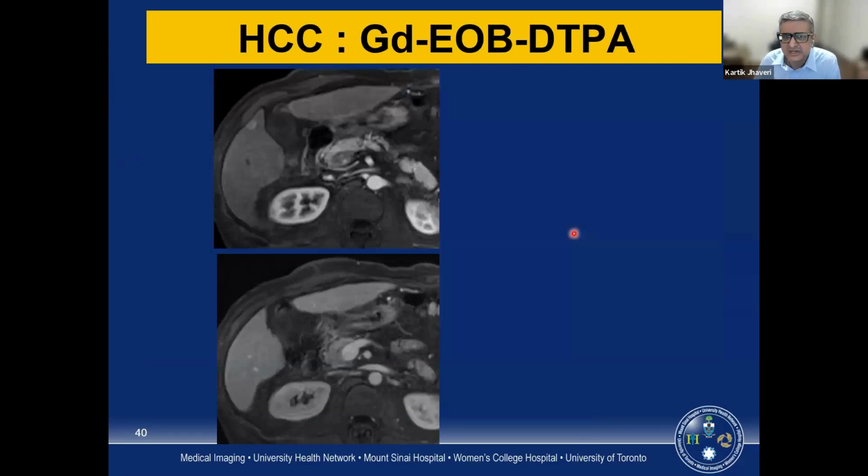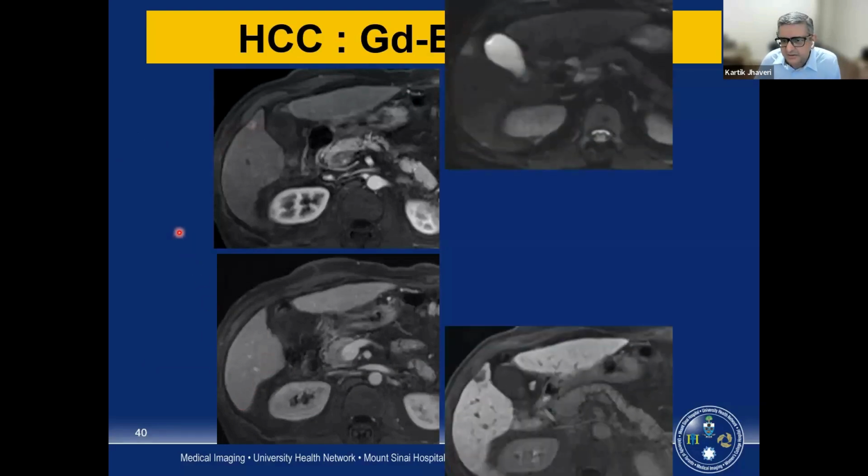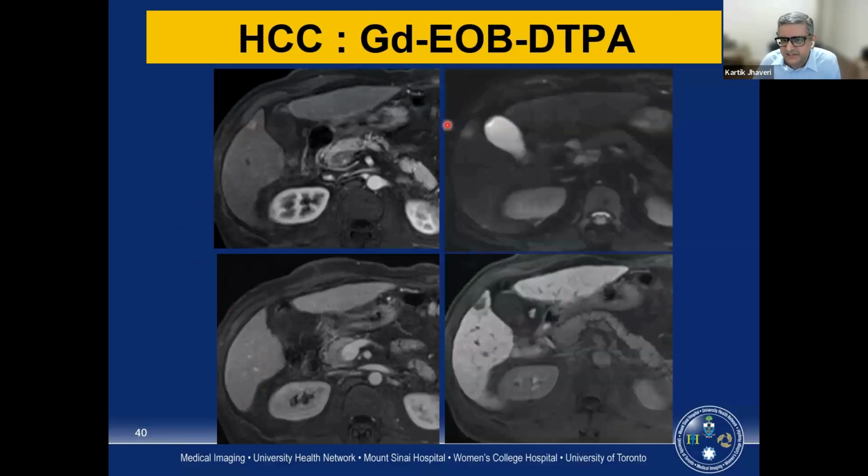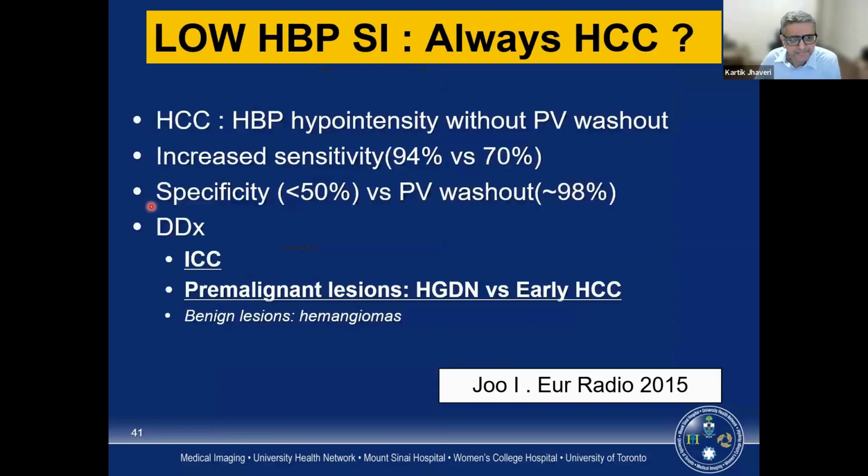So here's how you could use a hepatobiliary contrast agent in the setting of an indeterminate or LI-RADS 3 lesion where you have arterial enhancement and no washout. And you can combine diffusion as an ancillary feature as well, in addition to hepatobiliary phase hypointensity, to upgrade the lesion to LI-RADS 4, but not LI-RADS 5. And the reason for that is, does low hepatobiliary phase signal intensity always imply an HCC in a patient at risk for HCC?